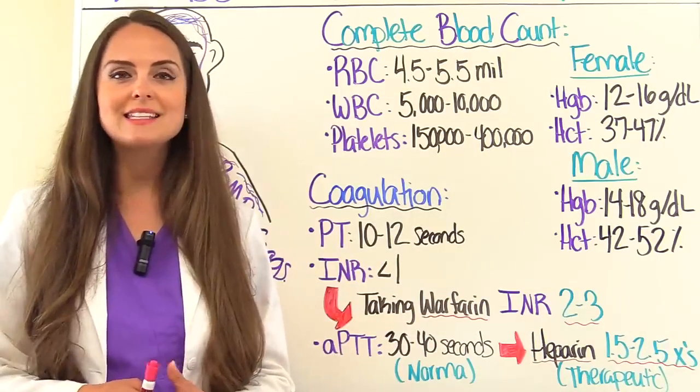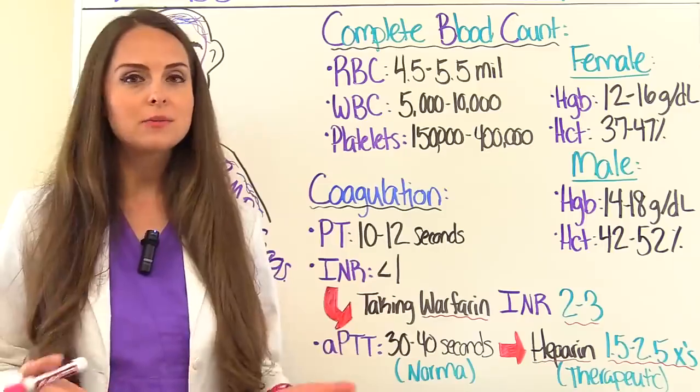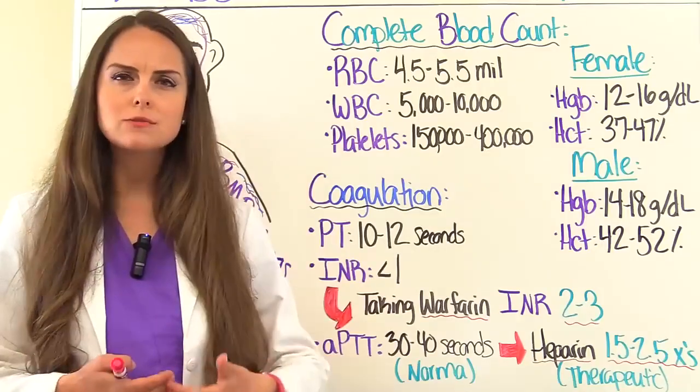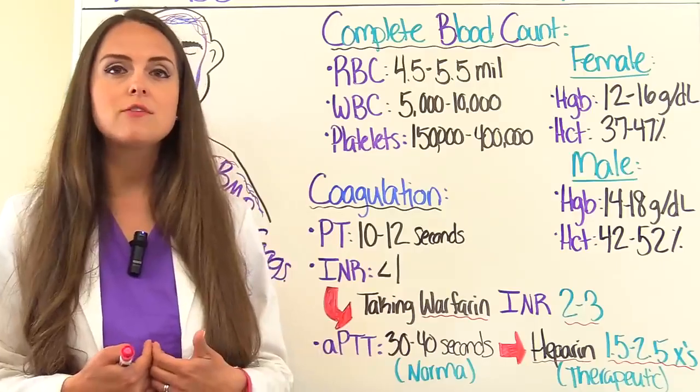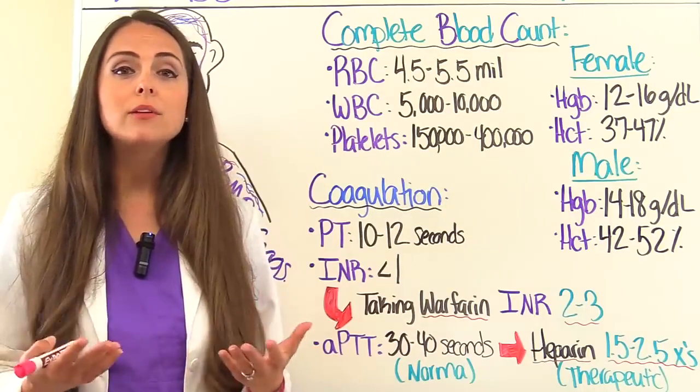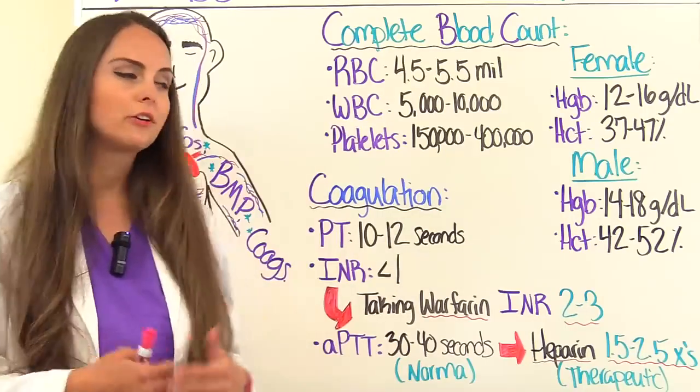So if it's less than 2, this Coumadin, this warfarin, is not really achieving what we need. So their dose would need to be increased. If it was way greater than 3, they are at risk for bleeding. So their dose would need to be decreased.